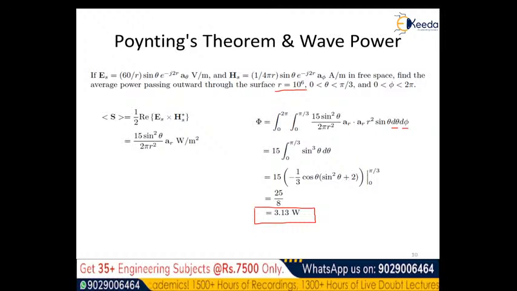The problem statement here was, we were asked to find the average power passing outward through the surface defined by r, θ and φ, and here it is, the answer for this particular problem.